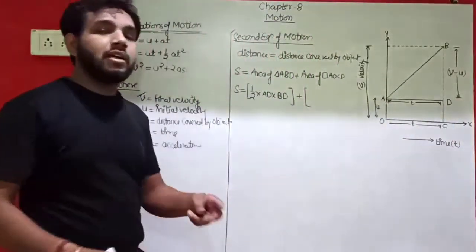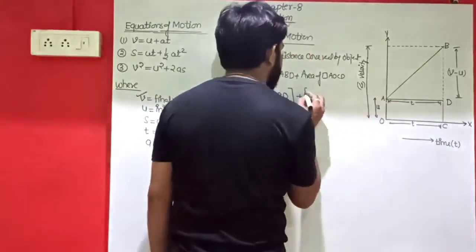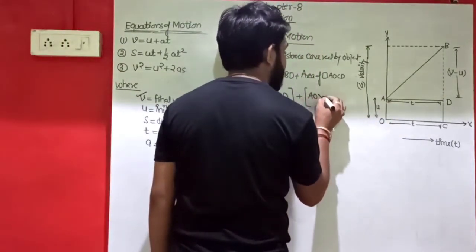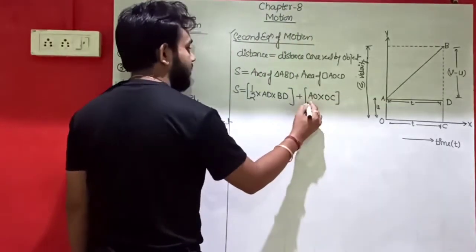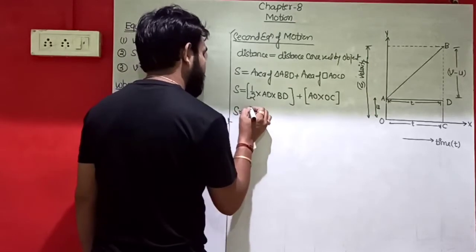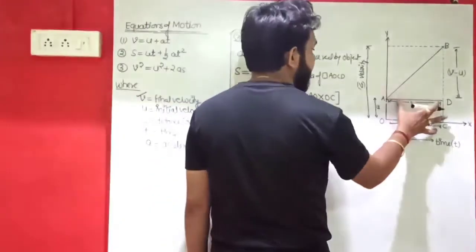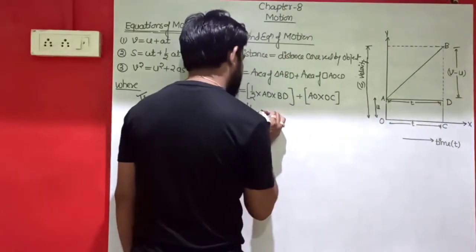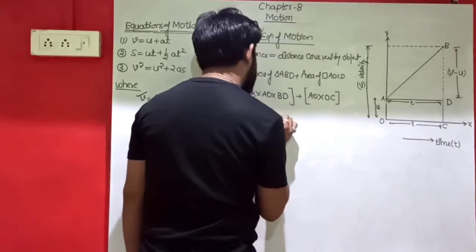Area of rectangle क्या होता है? Length into breadth. So what is length? That is AO into what is breadth, that is OC. Okay, fine. Now what is AD? AD क्या है? This is time t. So this is t. And BD, what is BD? That is V minus U.